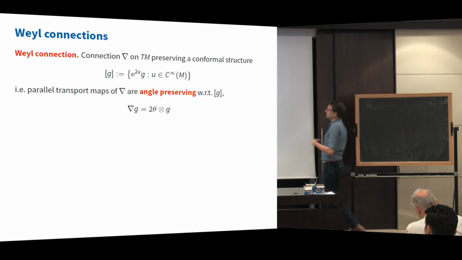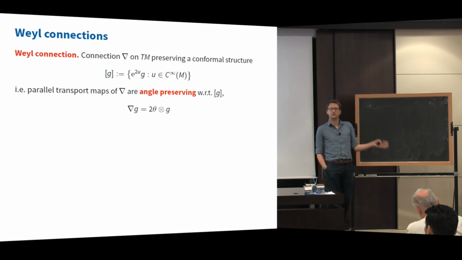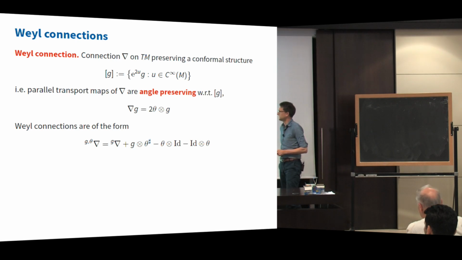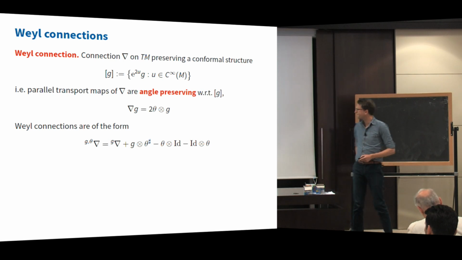But now the question is, we just repeat the question in this slightly relaxed setting. So given a projective structure, does it come from a Weyl connection? Right? You can explicitly write them down. So this is what Weyl connections look like. If you pick some representative metric and a one-form, this is what a Weyl connection looks like. So here, this is the dual vector field to theta with respect to g.